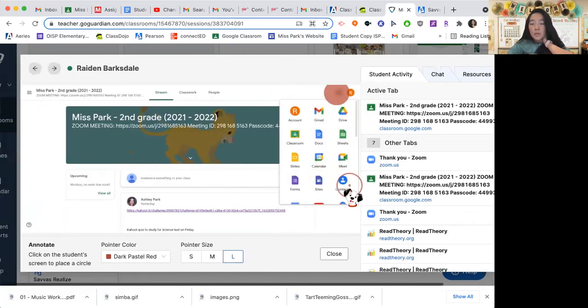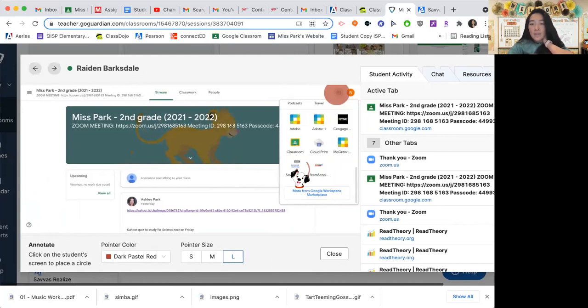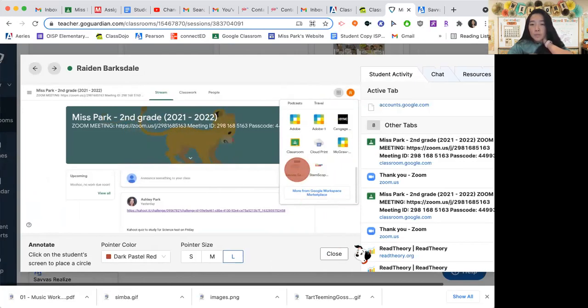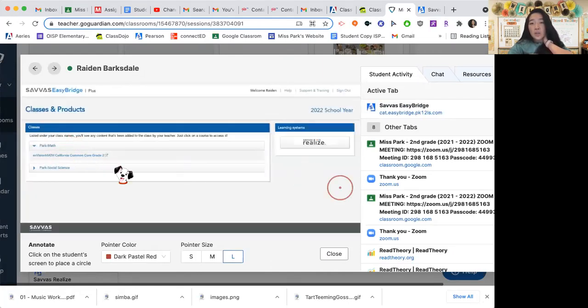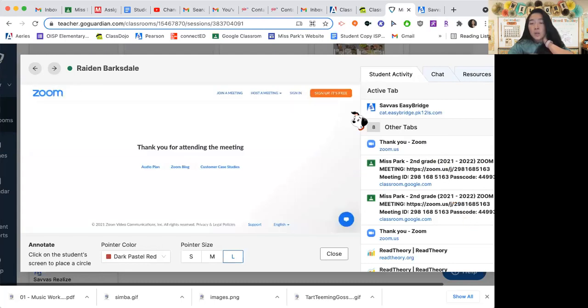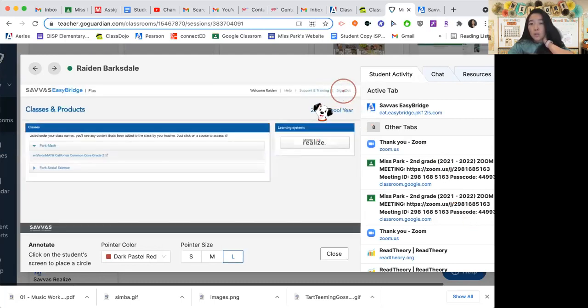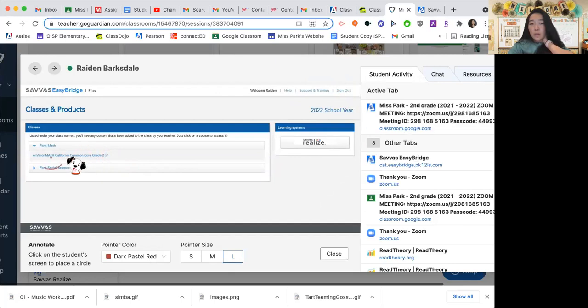Now you're going to click on your waffle. Scroll all the way down. You hit Savvis EasyBridge. Once you get to Savvis EasyBridge, it's going to take you here. Now, if for some reason it ever tells you to log in another way, what you'll do is sign out.